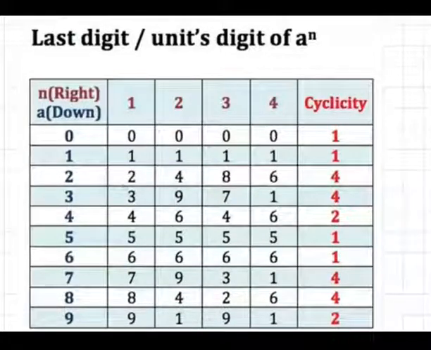Similarly, for 3 it's going to be 3, 9, 7, 1, and for 4 it's going to be 4, 6, 4, 6. It's a pattern of 2, a cycle of 2. So 5 again is going to be the same, 6 is going to be the same, 7 again is going to be a pattern of 4, and 8 is a pattern of 4, then 9 is again a pattern of 2.